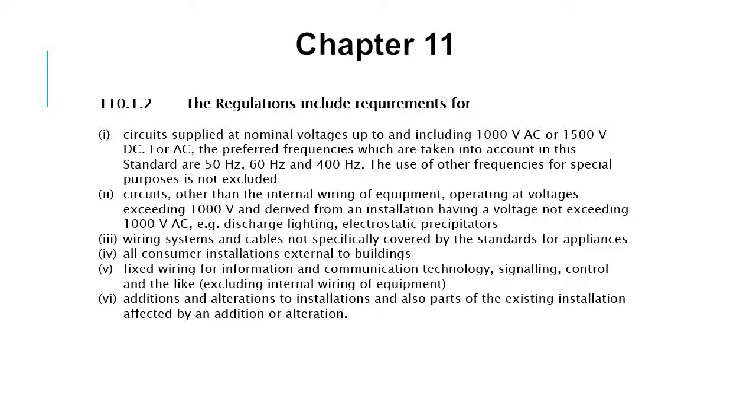Wiring systems and cables not specifically covered by the standard for appliances and such may also be referred to in the book. All consumer installations external to buildings, fixed wiring for information communication technology equipment, and of course the book refers heavily to any additions, alterations or installations that may affect an existing installation.